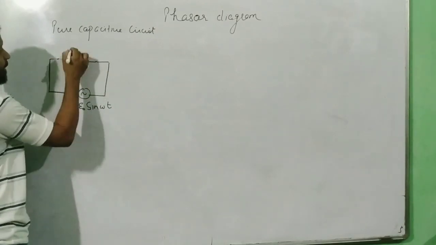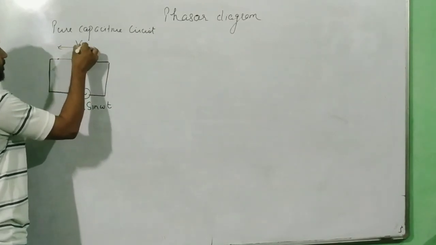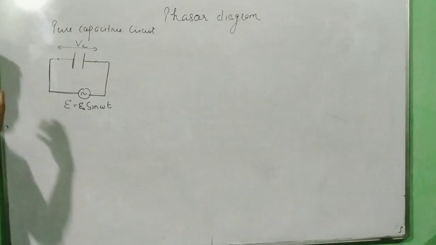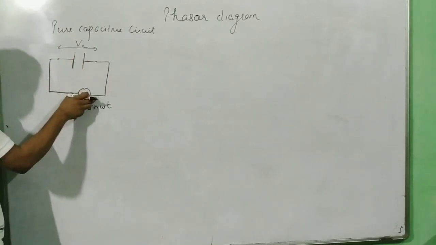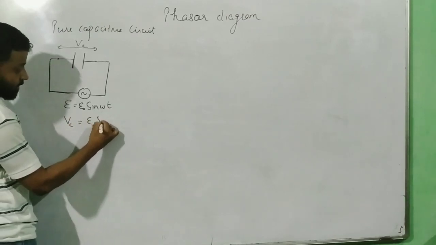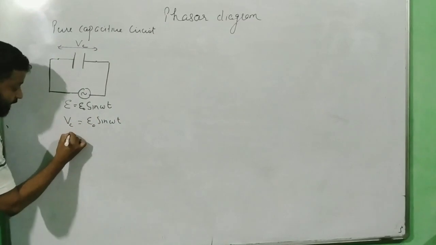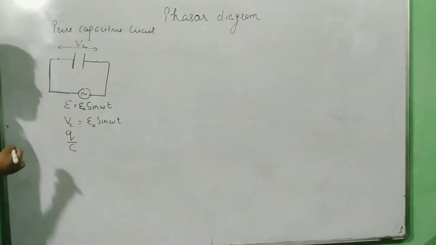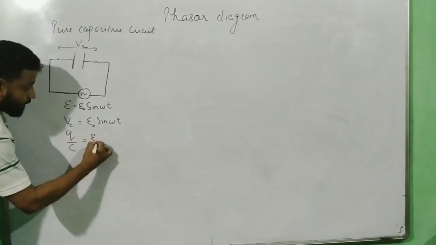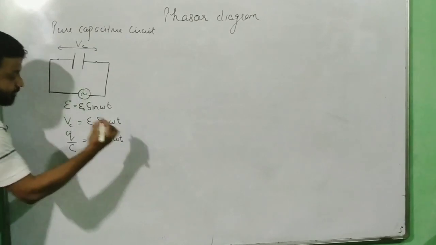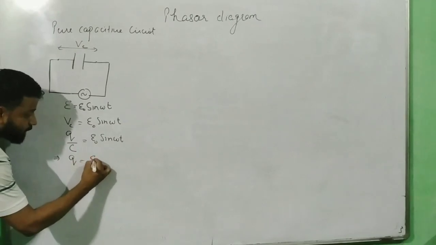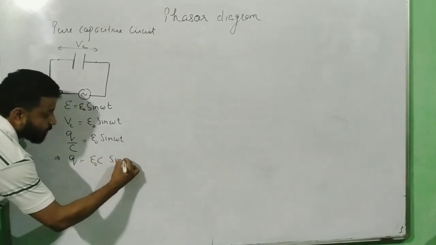Let us say that across the capacitance the potential is V c, where C stands for capacitance, so the voltage across the capacitance. Now the voltage across this and the voltage across this will be the same, so I can write V c equals E naught sine omega t. What is V c? From capacitance knowledge, we know the formula Q equals C V. If I use it, I can say that V c is equal to Q by C, and that is equal to E naught sine omega t. This implies Q equals E naught C times sine omega t.